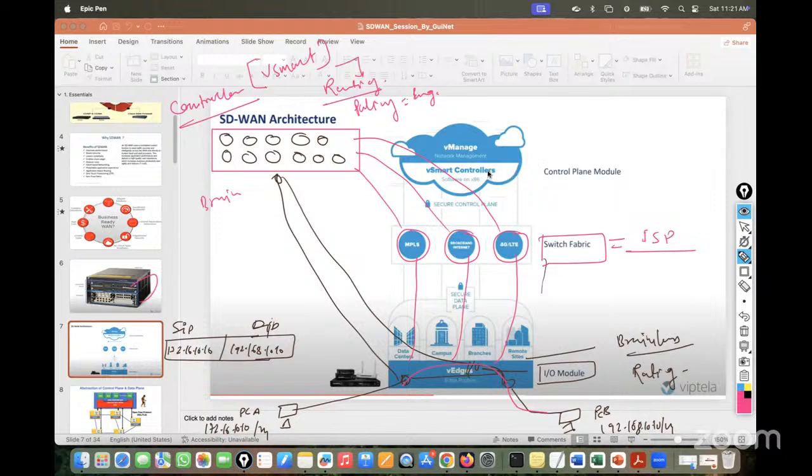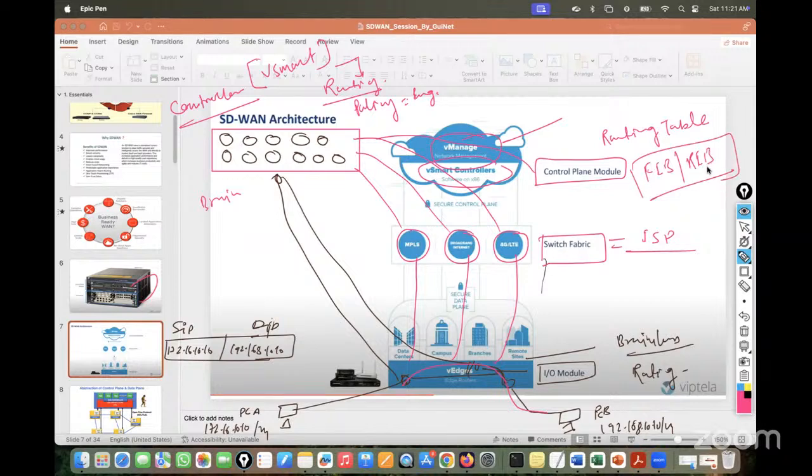Also, you can see this is the vSmart controller, and we are seeing the vManage NMS as well. We'll discuss what vManage NMS is later on, but just think that routing always happens via the controller. Without the controller, you cannot do the routing. That's known as the control plane element. This control plane element is responsible to maintain the routing table, and maintain the FIB and RIB. But you don't actually relate like FIB and RIB are going to be there. There is no such table you're going to find.